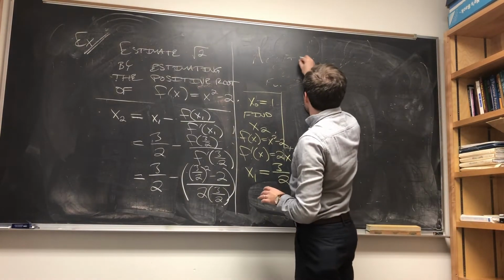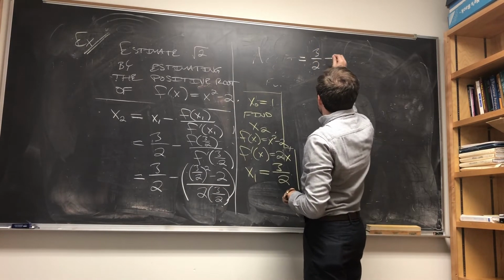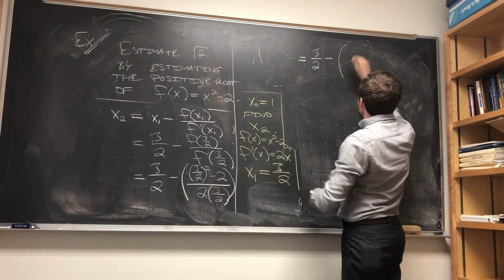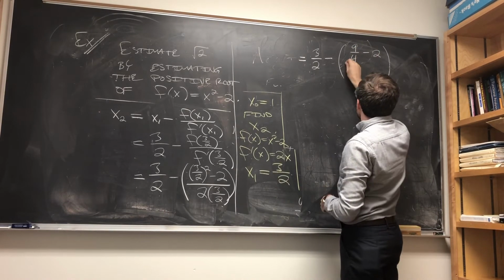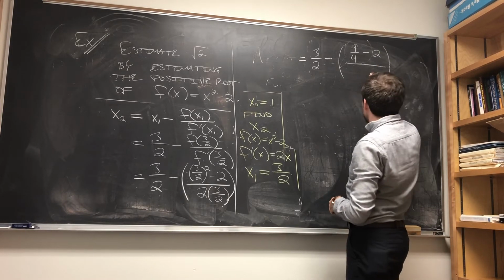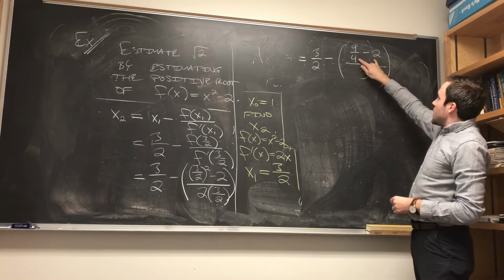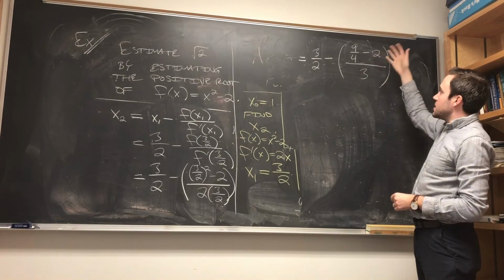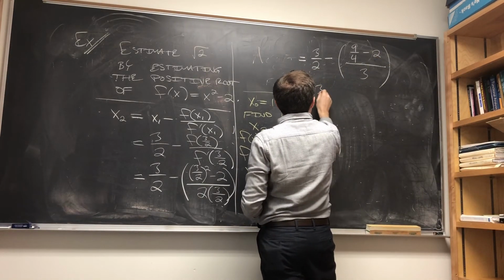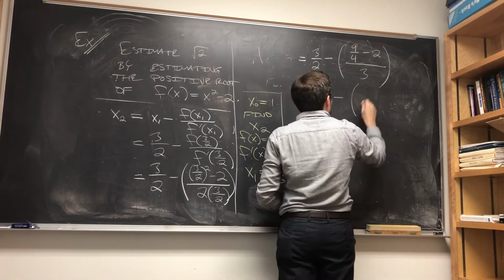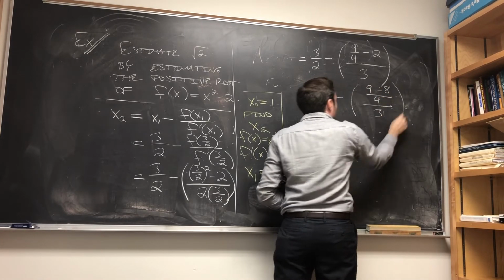Following this calculation up here, this is 3/2 minus 3/2 squared, which is 9/4, minus 2. That's my numerator, and that's divided by a nice simple number, 3. Now 9/4 minus 2, I just need to get a common denominator, so this is really 8/4. And so this is 3/2 minus 9 minus 8 over 4, over 3.